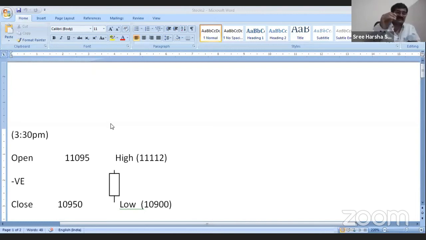Okay, let's come to this. Let's understand the candlestick now. Now, what is the candlestick? Candlestick is the place where we are actually going to look at the charts.